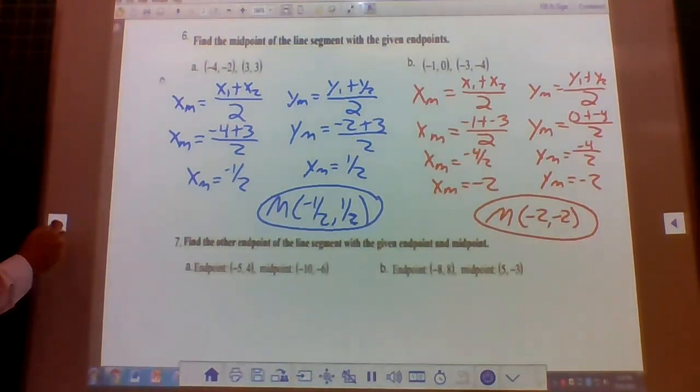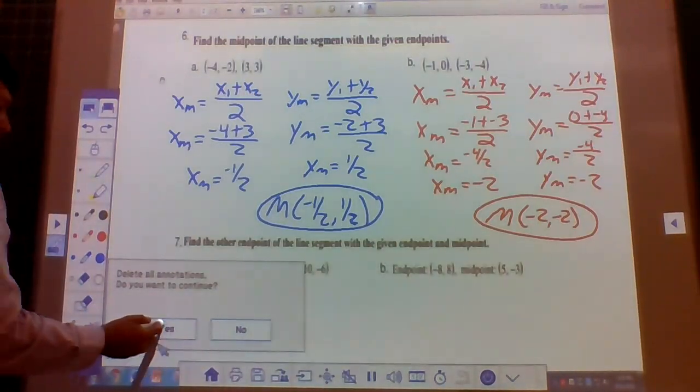7, they're giving us an endpoint and a midpoint. We want to find the other endpoint.